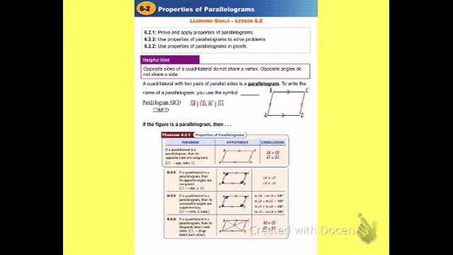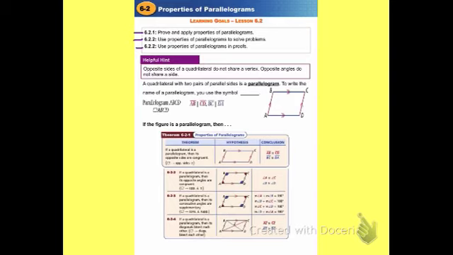So for the rest of this chapter, we're actually going to be focusing on one subgroup of the polygons. We're going to be looking at the quadrilaterals, or the four-sided figures. And today's lesson is going to focus on the parallelograms. So in this lesson, we're going to prove and apply properties of parallelograms. We are going to use properties of parallelograms to solve problems, and we're going to use properties of parallelograms in proofs.